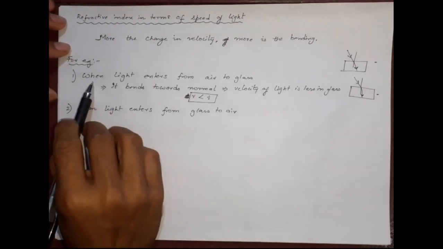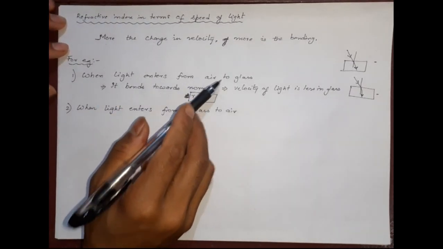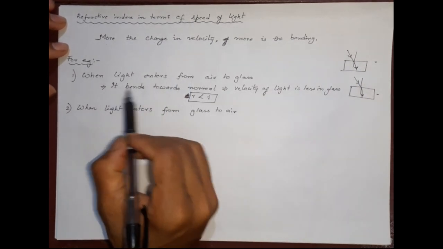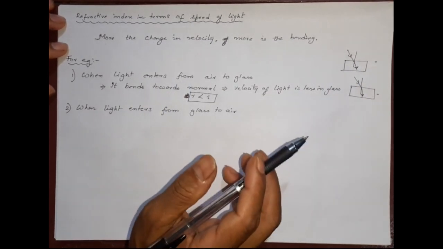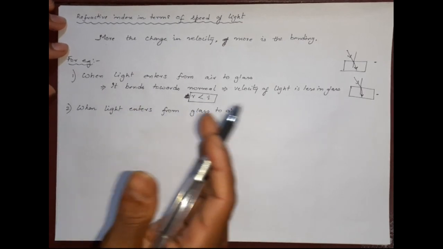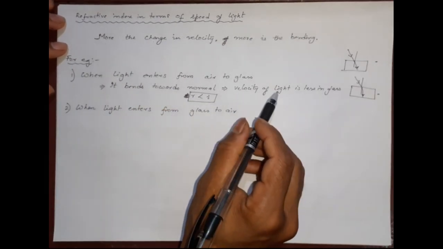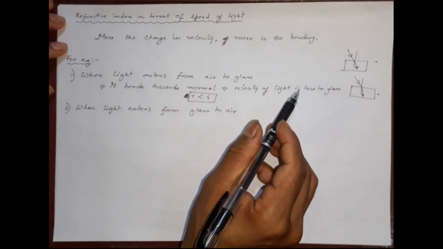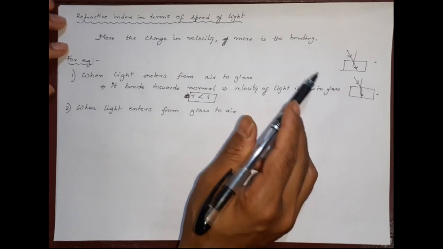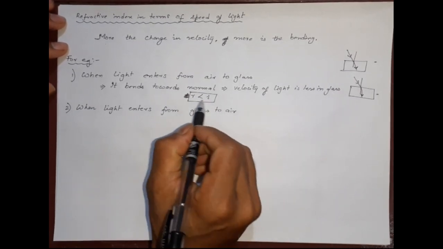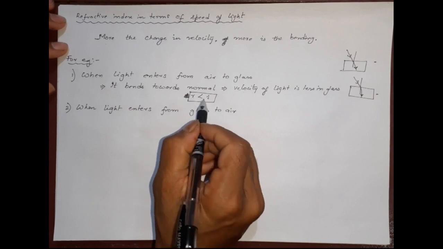Now let us see this. When light enters from air to glass, it bends towards the normal. We all know this, it bends close to the normal. That means the velocity of light is less in the glass, and in the air it is more. In this type of case, the refracted angle will be less than the incident angle.